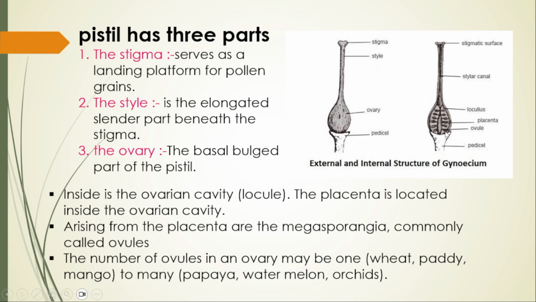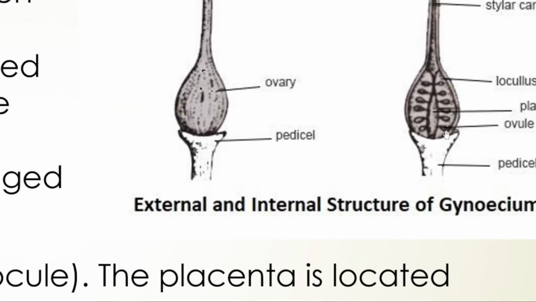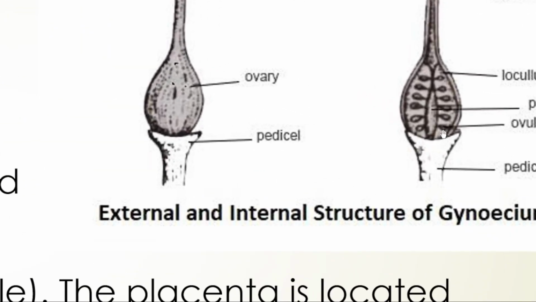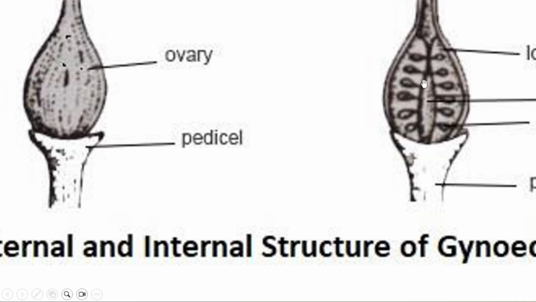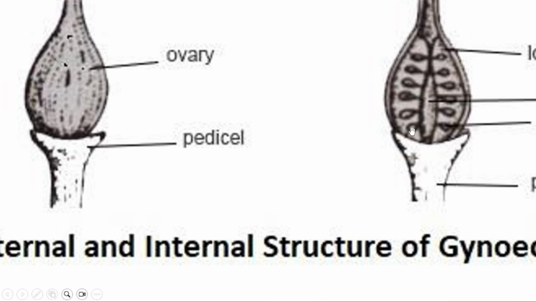Ovules. If I zoom in on this one, see here, this is the placenta you can see. From this placenta, what happens? The ovule is bulging out. These ovules are also called megasporangia. You can count them: 1, 2, 3, 4, 5, 6.